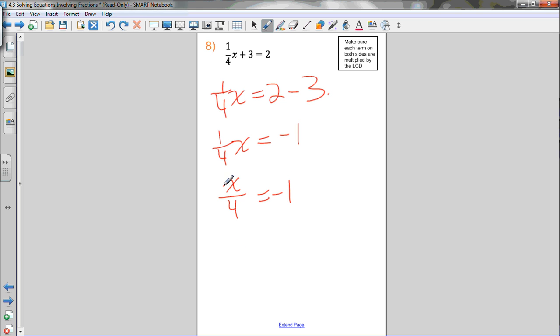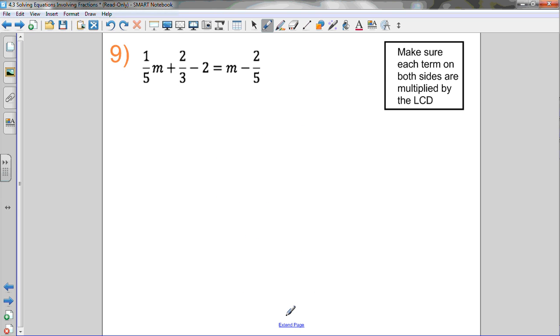Now I'm going to isolate this x by moving the 4 to the other side. The opposite of dividing by 4 is multiplying by 4. So to bring it to the other side, I need to multiply by 4. x equals negative 4, because negative 1 times 4 is negative 4. And I get the same answer. And that was probably a lot simpler way of solving this type of question. But me showing you the first way is going to benefit you for doing this next question here.